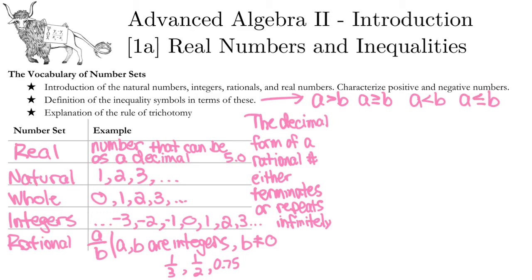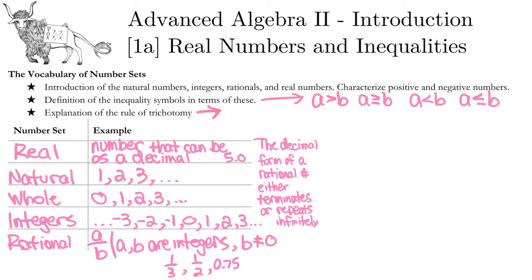Okay, so we know what the inequality symbols mean, but I want to tell you something special about real numbers. One of these three situations is true. Either A is greater than B, A is equal to B, or A is less than B. That's called the trichotomy property, and it provides a structure for us to solve equations and inequalities.